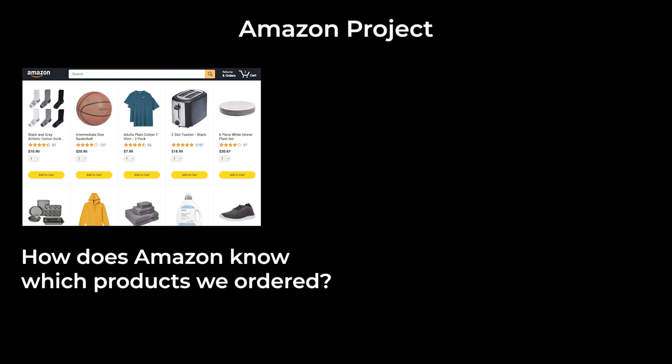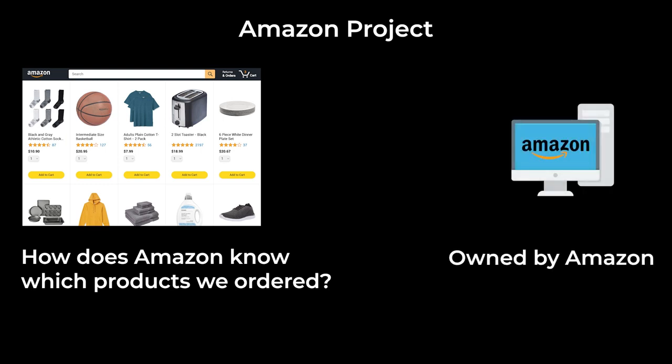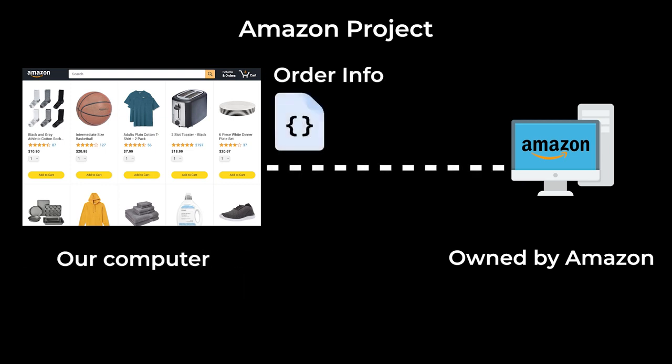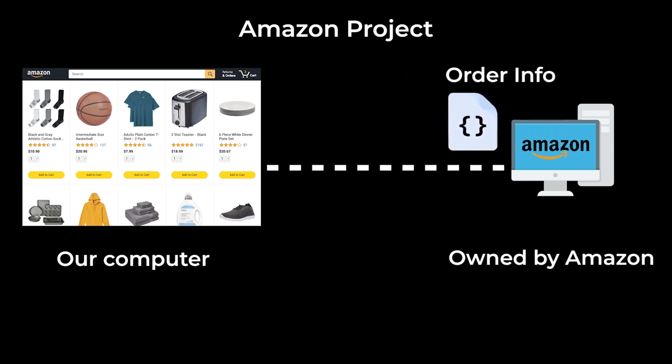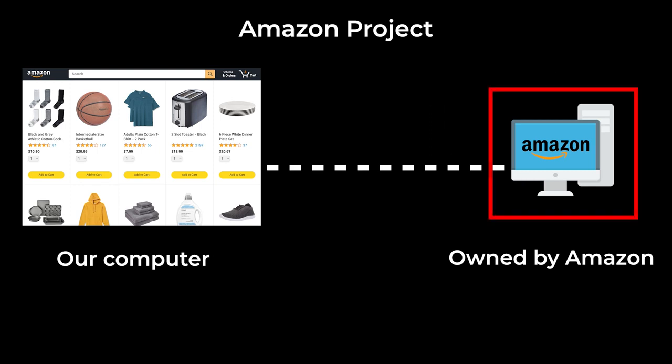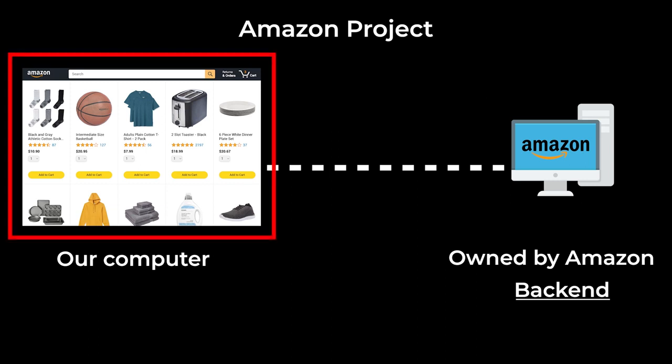In this situation, there has to be a second computer somewhere that's owned by Amazon. And then our computer sends the order information to this second computer. And now Amazon will know what we ordered. So this second computer is called the backend computer, or just the backend. It manages the data of a website. On the other hand, our computer, or the web page, where we can see and interact with the products, this is called the front end.